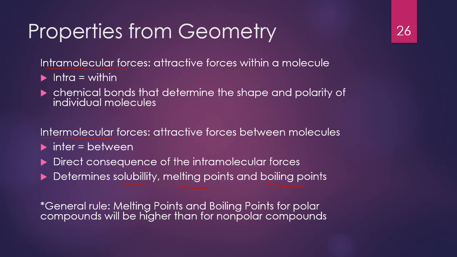Knowing the structure and the shape and the polarities of molecules, we're going to be able to predict if they're going to be soluble in one another. We're going to be able to predict which one's going to have the higher melting point or boiling point. A general rule for melting points and boiling points is that polar compounds will be higher than nonpolar. And actually, ionic will be the highest. So it goes ionic, highest melting points, polar in the middle, and then nonpolar having the lowest.